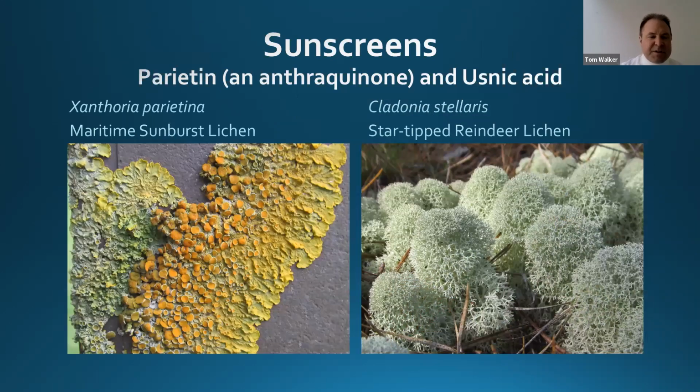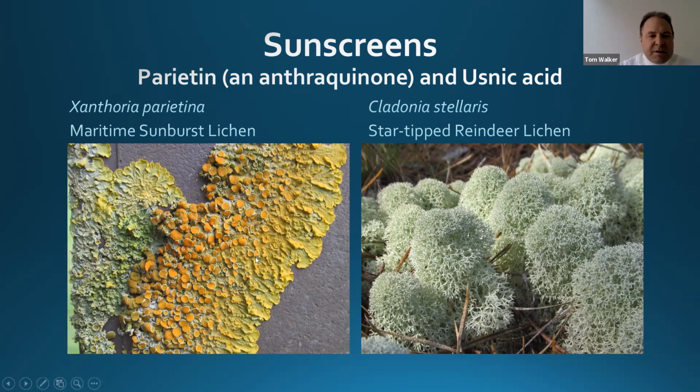A couple different substances, parietin and usnic acid. On the right, the yellow-green that you see here in these reindeer lichens and in the genus Usnea is a type of sunscreen to help protect them from the sun, but it's also antibiotic and antiviral. People can make their own tinctures with this substance, usnic acid. And over to the left, on this maritime sunburst lichen, the chemical that produces the yellow-orange is called parietin.